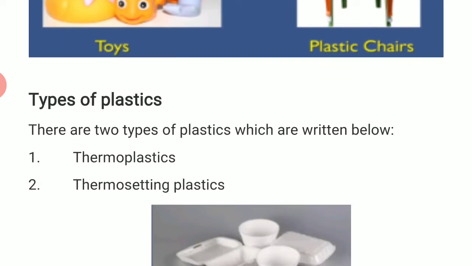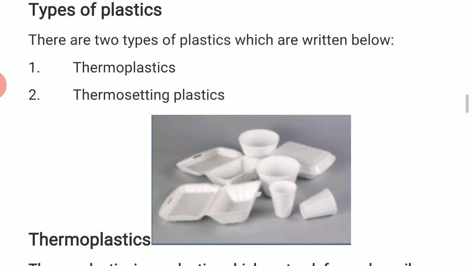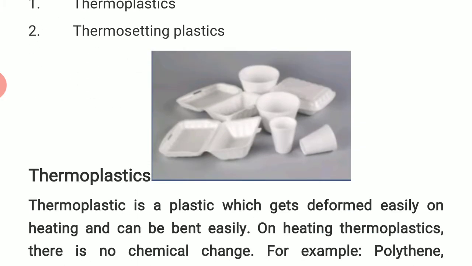There are two types of plastics which are written below. They are thermoplastics and thermosetting plastics. Therm, T-H-E-R-M, means heat. So plastics which melt on heating are called thermoplastics. Once a plastic object is set and cannot be melted again, it is called thermosetting plastic.